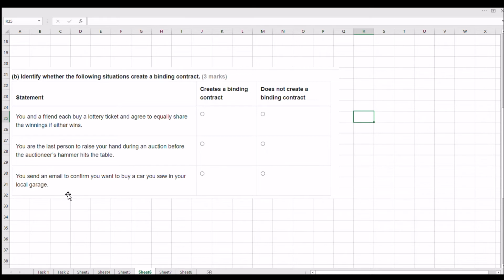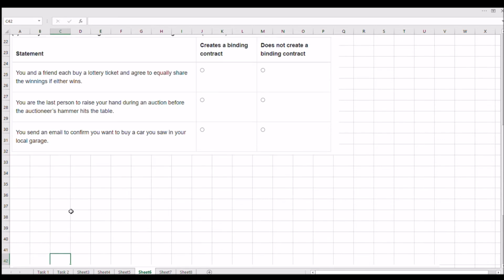And in the same way, the car price you saw in the local garage was an invitation to treat. It was not an offer. So in actual fact, what's happened in this email is that you have given an offer to buy the car for that. The garage now has to accept that offer in order for it to be a binding contract.